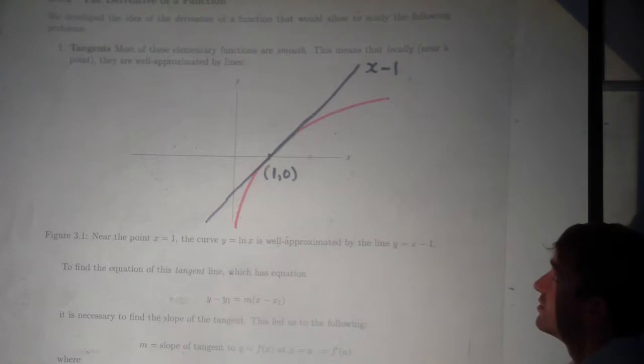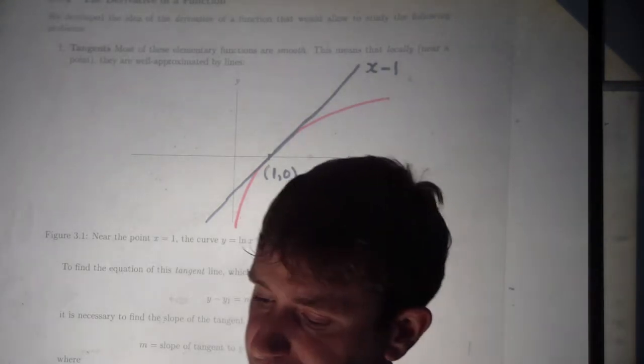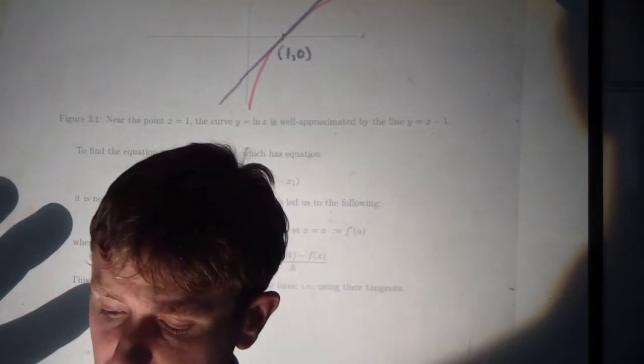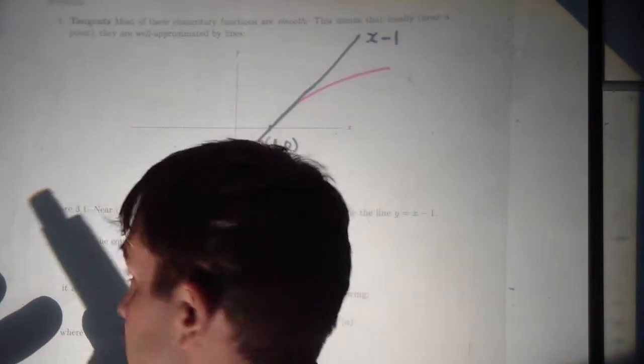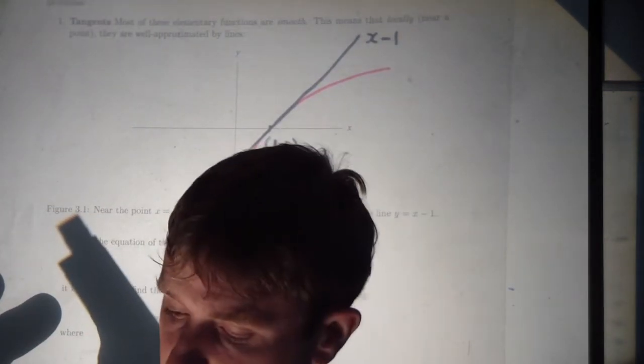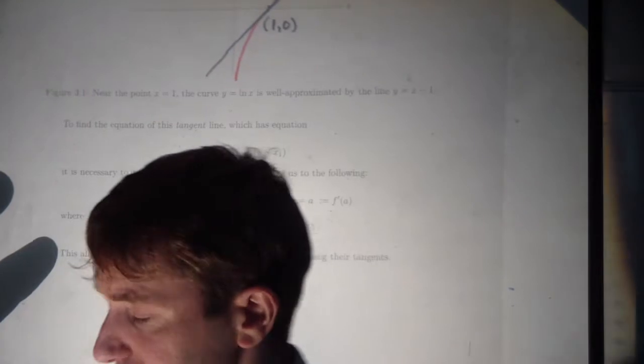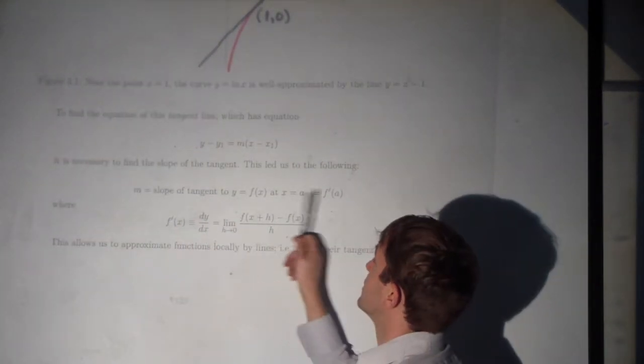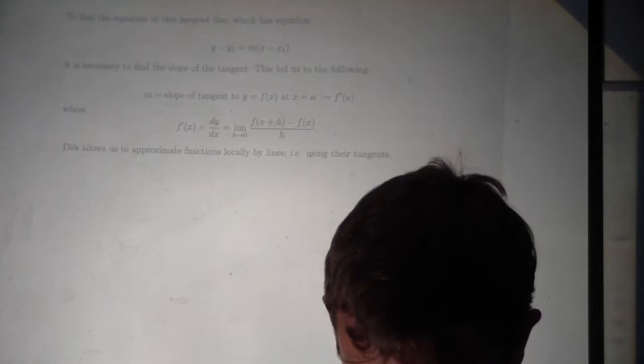Now, if you want to find the equation of this tangent, you need a point and a slope. You will have a point because you'll know the point you're interested in, and then you'll have to get the slope. And this leads to the derivative is the slope. So the slope of the tangent is given by the derivative at that point. And this allows you to approximate functions using lines. So that's the first thing.